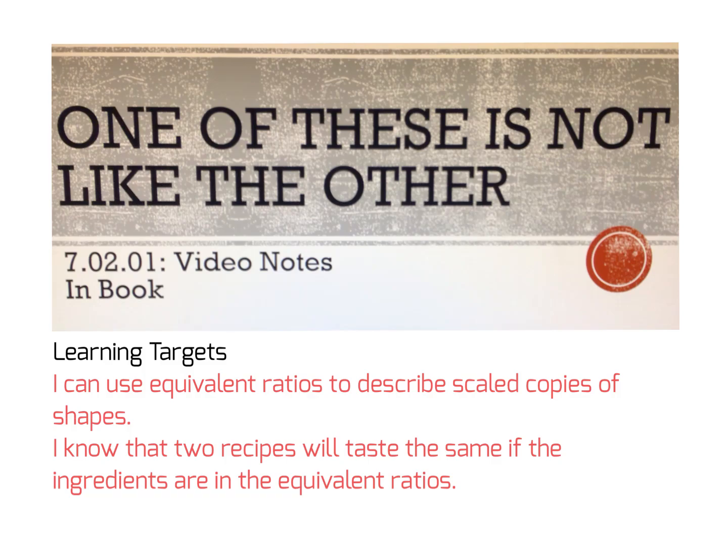One of these is not like the other. Your learning targets for this skill are: I can use equivalent ratios to describe scaled copies of shapes, and I know that two recipes will taste the same if the ingredients are in equivalent ratios.